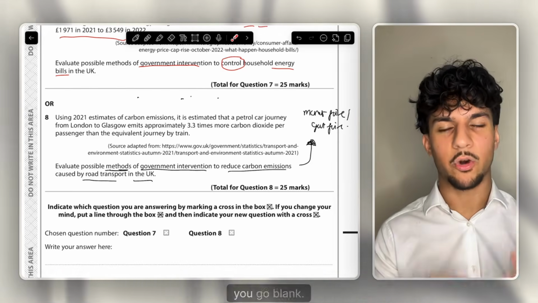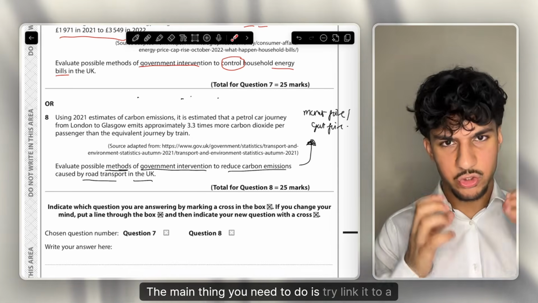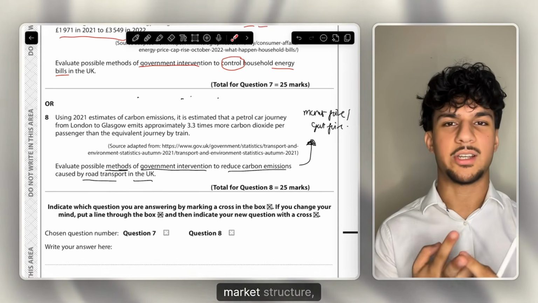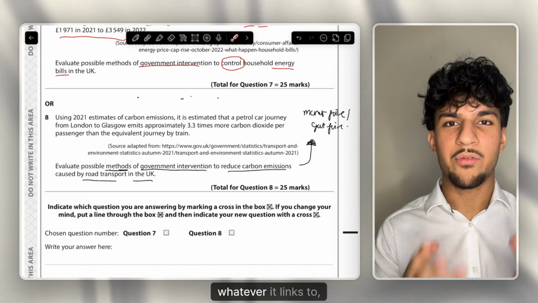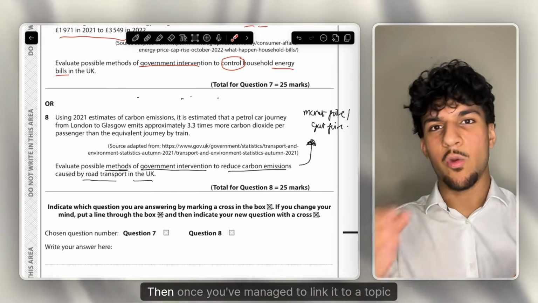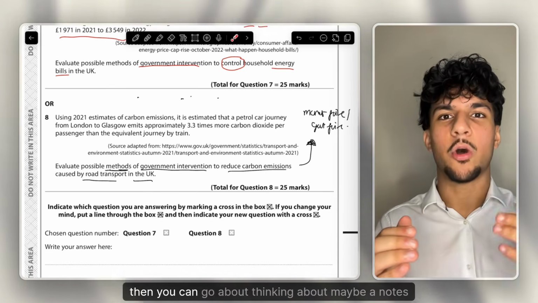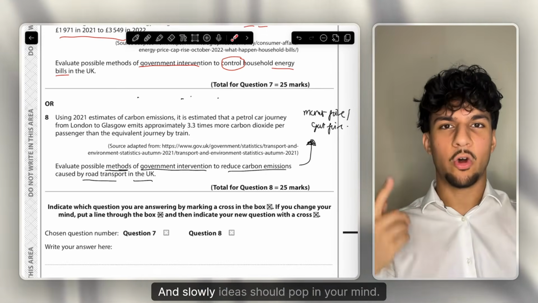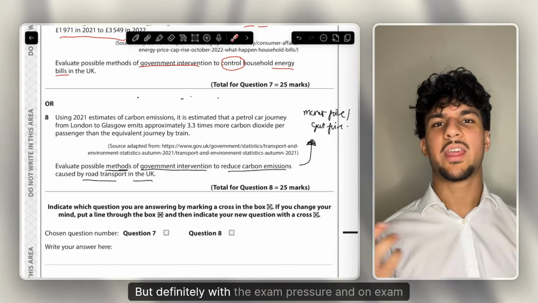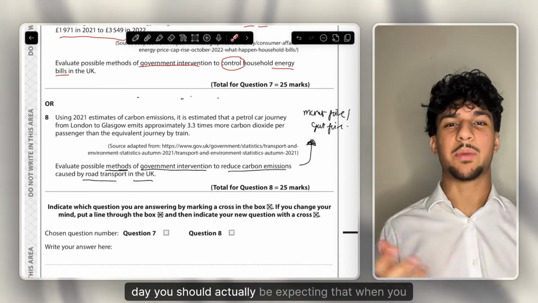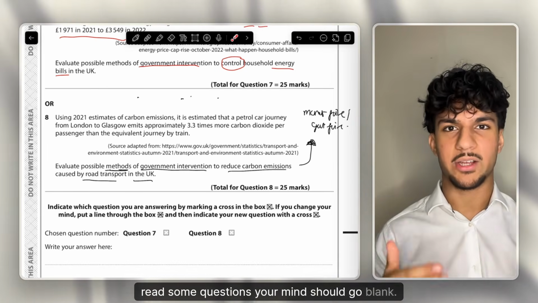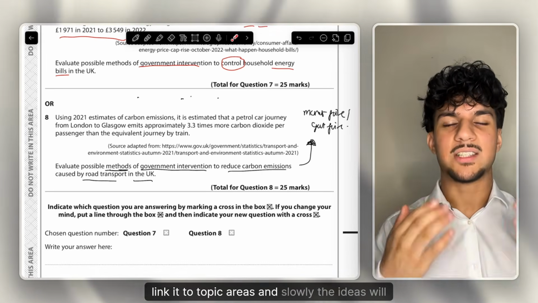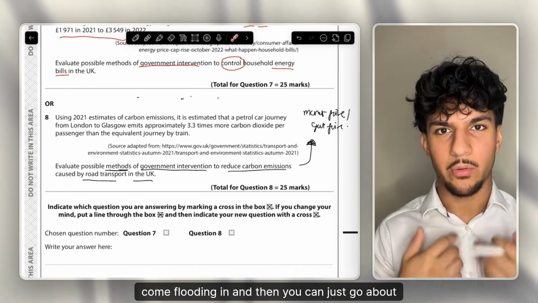But, so you're reading the 25 marker, you go blank. What do you do? The main thing you need to do is try to link it to a topic area. So link it to the big topics in economics you've learned. Try to link it to maybe market failure, market structure, like monopolies, labour markets, whatever it links to, just link it to a big topic area. Then once you've managed to link it to a topic area, you can think about your notes in that topic area, maybe some revision you've done in that topic area, and slowly ideas should pop into your mind. But definitely with the exam pressure on exam day, you should actually expect that when you read some questions, your mind will go blank. You need to prepare for the worst basically, and if it does happen, just use that strategy, link it to topic areas, and slowly the ideas will come flooding in, and then you can go about writing.